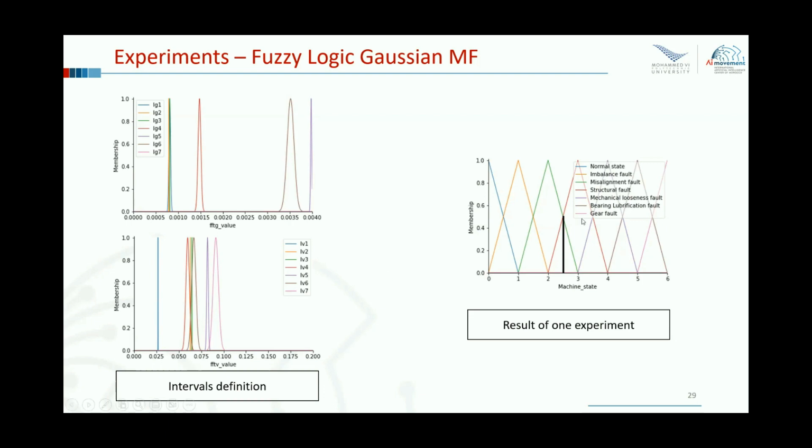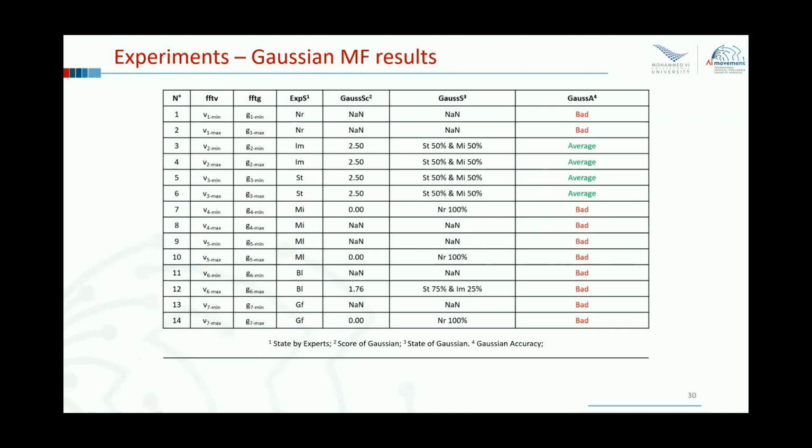After we ran the fuzzy logic model, this is one result of the experiments we've run. This table concludes the 14 experiments we ran, and it shows the obtained results of the Gaussian membership. As you can see, it only gave 4 correct cases. The other cases either gave false results or didn't give any results at all and showed an error.